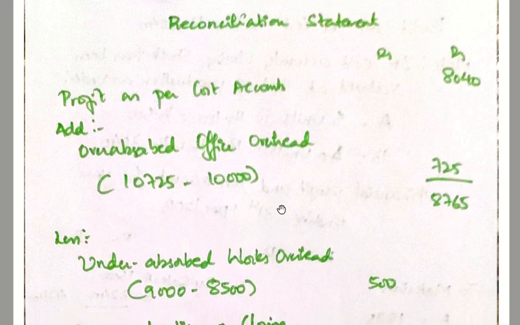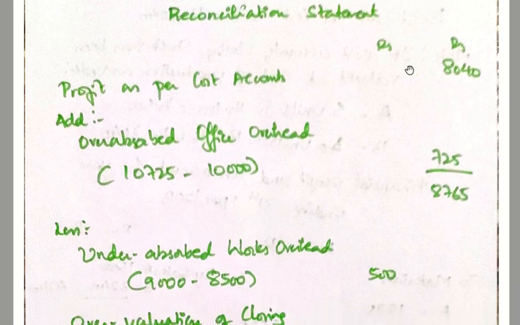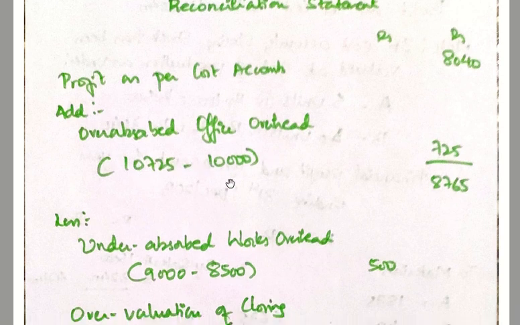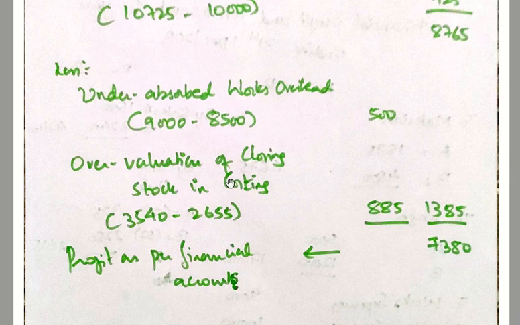So now if you see the reconciliation statement, profit as per cost account, with which we start, 8040, we add our over absorption of office overhead, which is shown in excess in your cost account. So it's 10,725 minus 10,000, which is 725, and less is your under absorption of overhead, which is 9,000 minus 8,500, which is 500. Over absorption of closing stock in cost accounting, which is 3,540 minus 2,655, which is 885, and 500. So the total is 1,385.